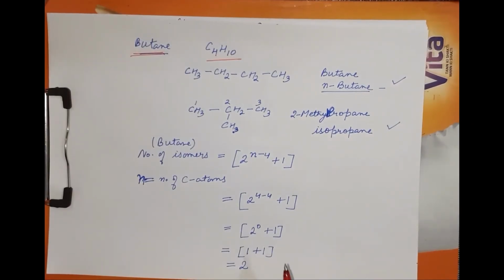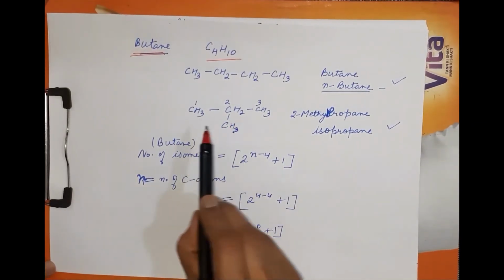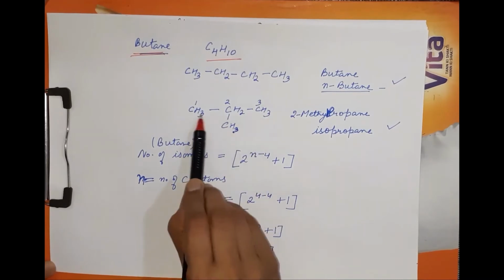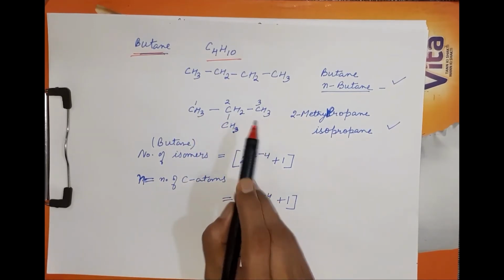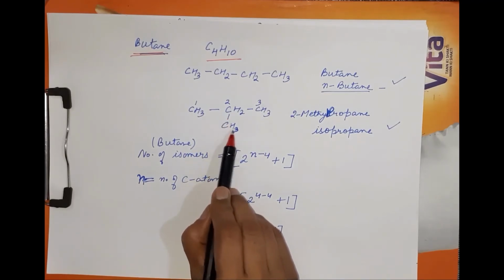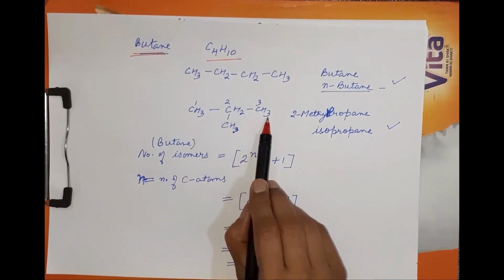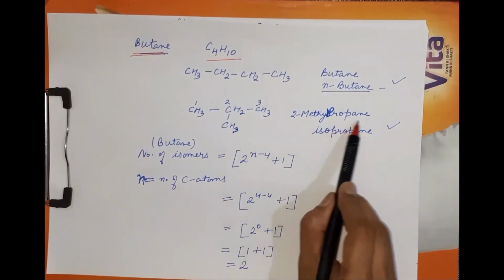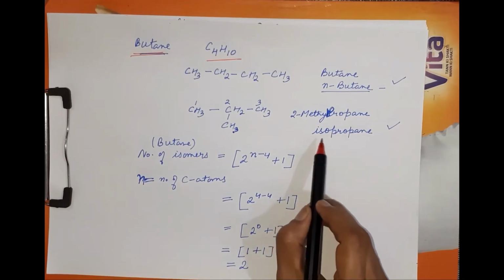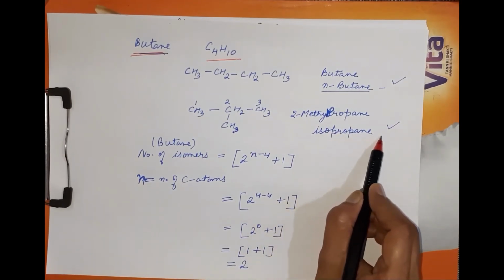And the next possibility by which we can write it is a 3 carbon atom parent chain and 1 carbon atom, a methyl group, as the substituent on the central carbon atom. The IUPAC name in this case will be 2-methyl propane, and the common name is isobutane.